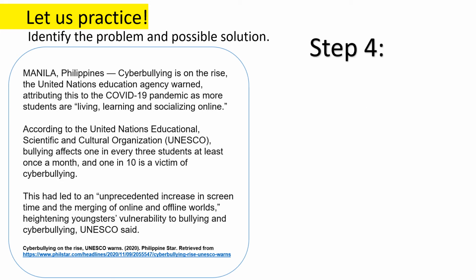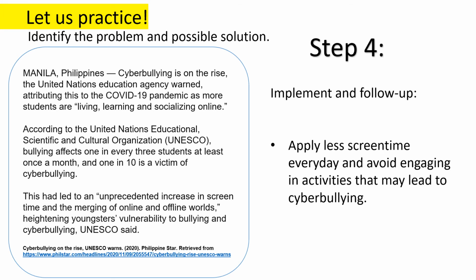The last step is implement and follow up. So we can suggest to students to apply less screen time every day and ask them to avoid engaging in activities that may lead to cyberbullying. So this is a day-to-day process and it needs follow-up to see the effect or the results of this solution. Is this going to be effective or not?